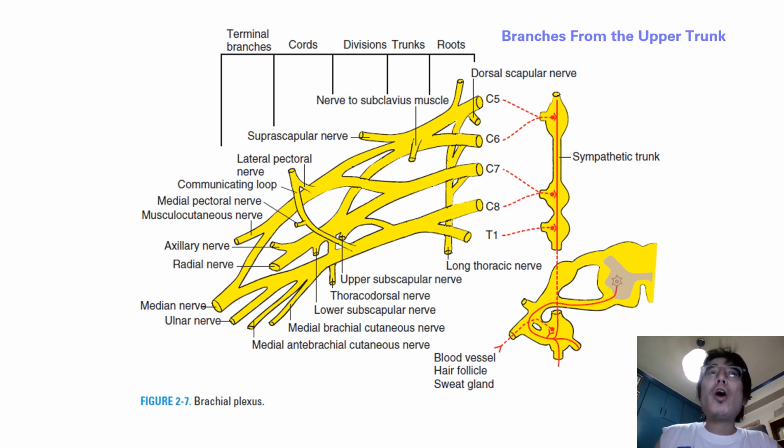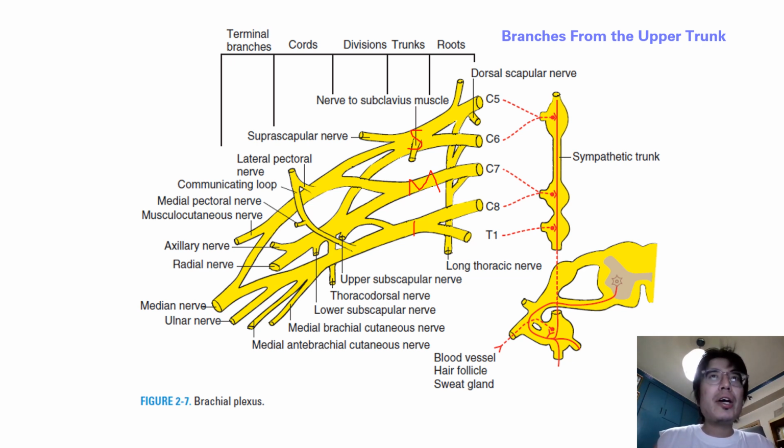The roots continue on as the trunks. Specifically, the C5 and C6 roots coalesce to form the superior trunk. The C7 root continues alone as the middle trunk, and the C8 and T1 roots combine to form the inferior trunk. The superior trunk, a combination from the C5 and C6 roots. The middle trunk, which is simply a continuation of the C7 root, and the inferior trunk, which is a combination of the C8 and T1 roots.